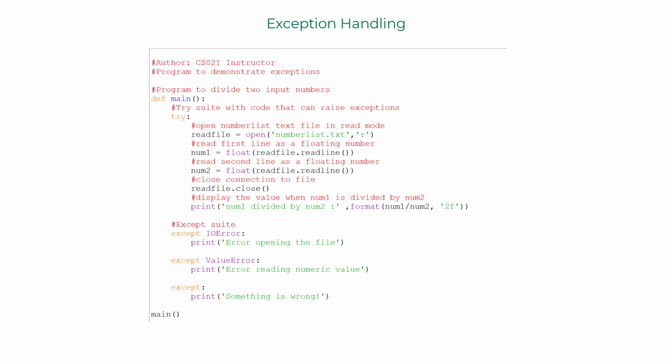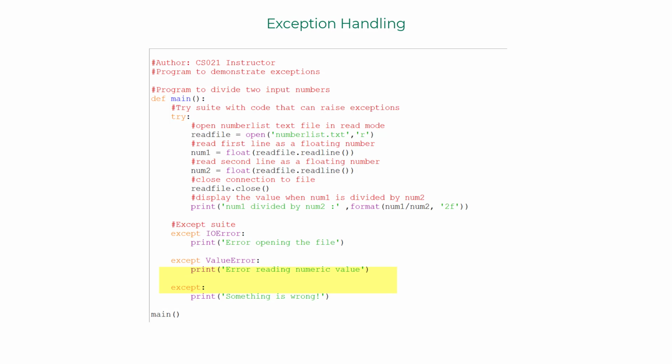Let me demonstrate exception handlers using this program. The try suite consists of several lines of code that can generate a wide range of exceptions. If an exception occurs, the program will run code in the except suite that has an except clause with the matching exception name. If there is no except clause with a matching exception name, then the except clause with no exception name will run.